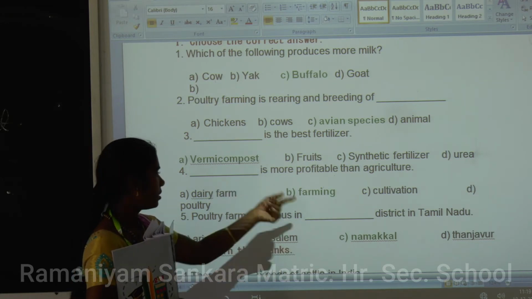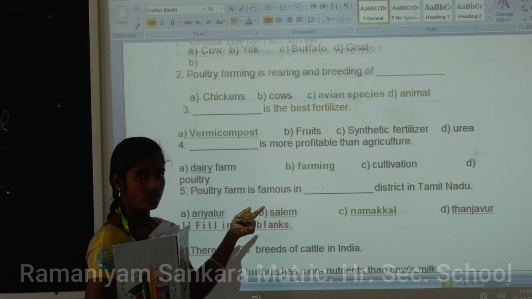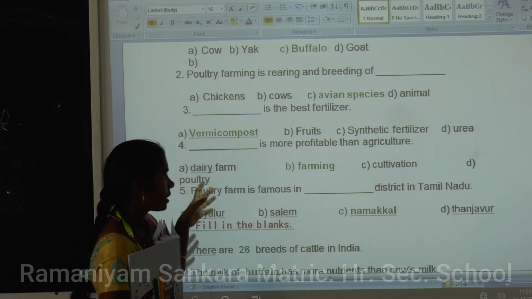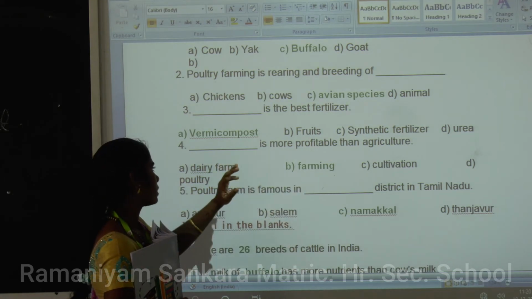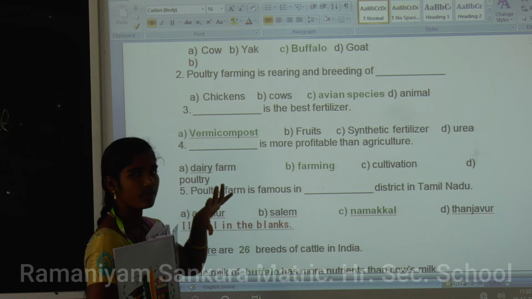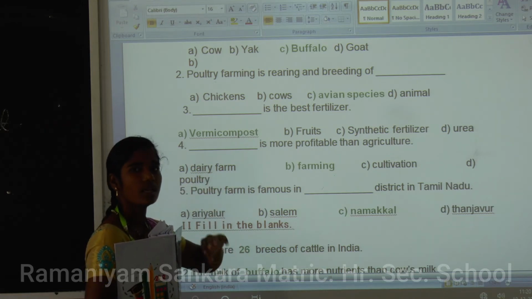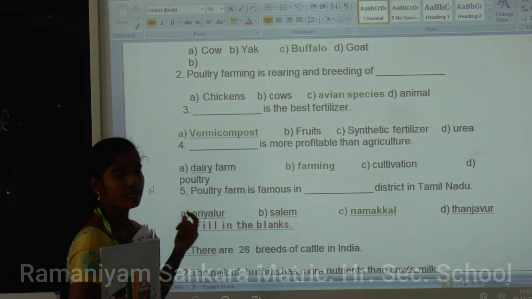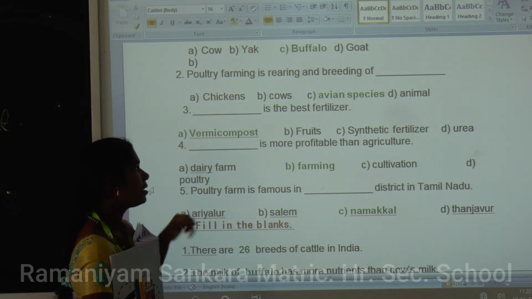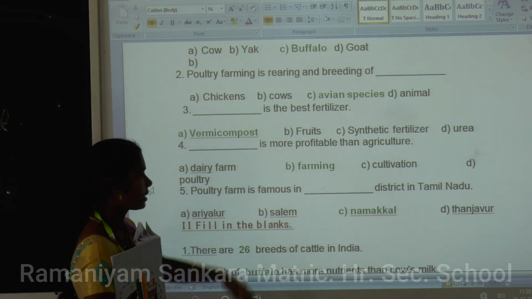Farming is more profitable than agriculture. Okay, what is the activity? Because in this method of farming, they are doing both dairy farming and crop production, as well as rearing of animals. Both are happening, so it is more profitable than agriculture.